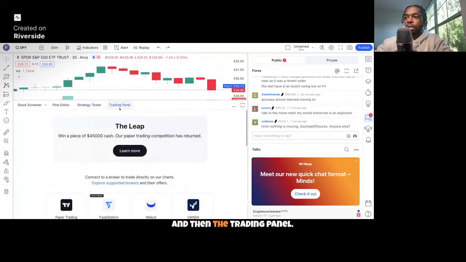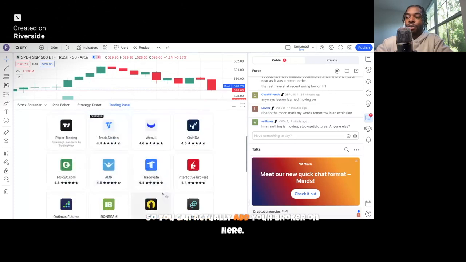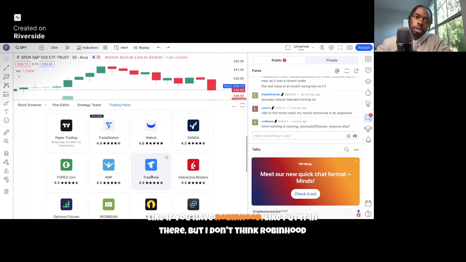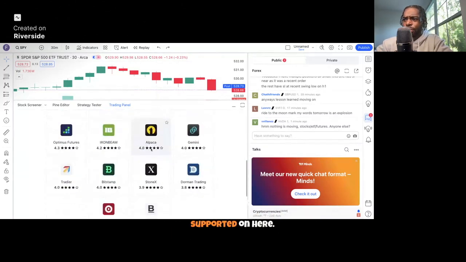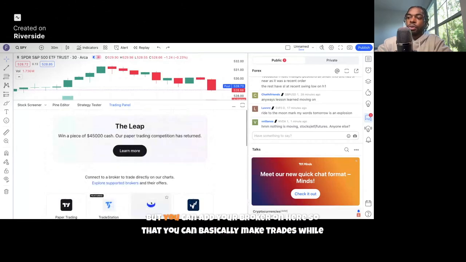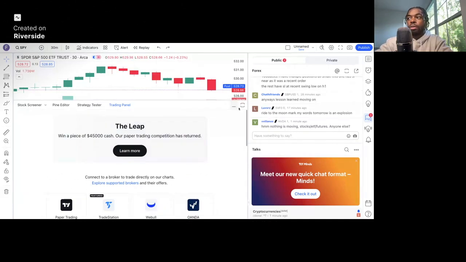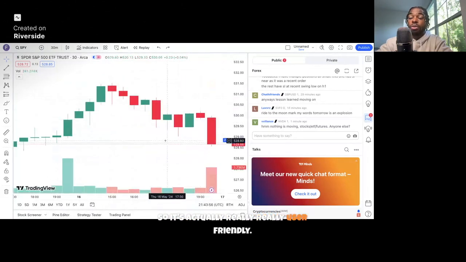And then the trading panel. So you can actually add your broker on here. Like if you have Robinhood, put it in there, but I don't think Robinhood's supported on here. Webull is supported on here though. But you can add your broker on here so that you can basically make trades while still in TradingView. So it's actually really, really user friendly.